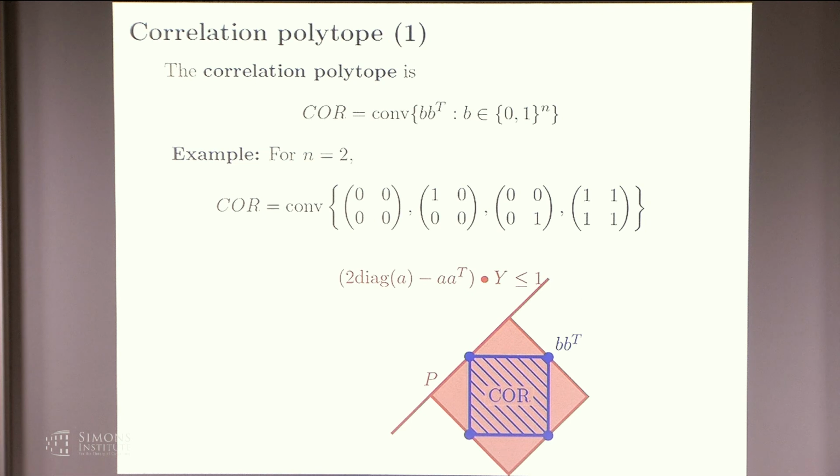There are reasons why we will never know all the inequalities explicitly, but there is a nice family of inequalities that we can explicitly write down, and it goes as follows. You take any 0, 1 vector A, and you do the following. You take twice the diagonal matrix you get out of A minus AA transpose, and that multiplied with any point in the correlation polytope is going to be at most 1. You can take my word for it.